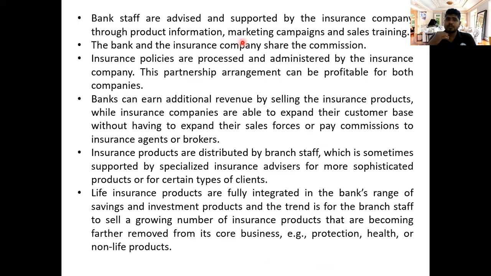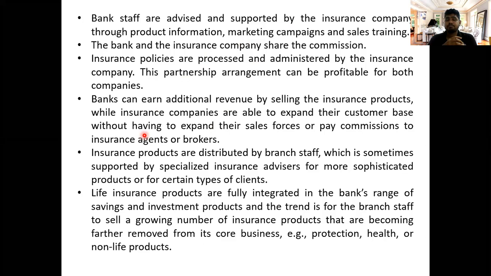And the insurance policies are processed and administered by the insurance company, not by the bank. The bank is promoting them and collecting money from them. These partnership arrangements can be profitable for both the insurance company as well as the bank. Banks can earn additional revenue by selling insurance policies.